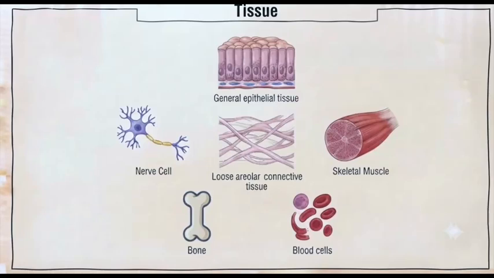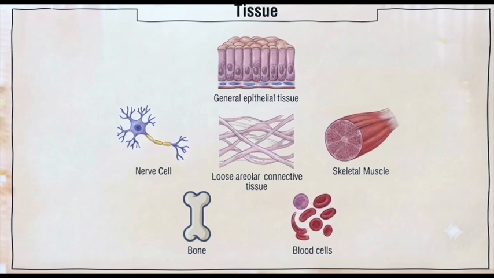Today we're going to talk about tissues. I want you to think about something for a moment. Right now, inside your body, millions of cells are working together in teams. Some are carrying oxygen, some are sending lightning fast signals to your brain, some are holding your bones together, and some even storing fat to keep you warm.